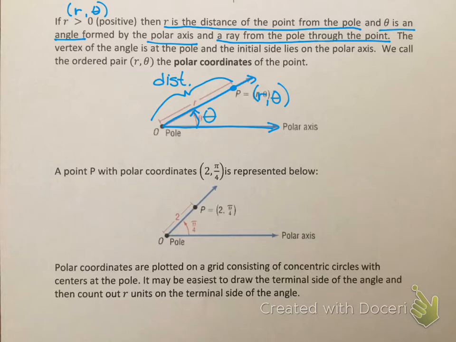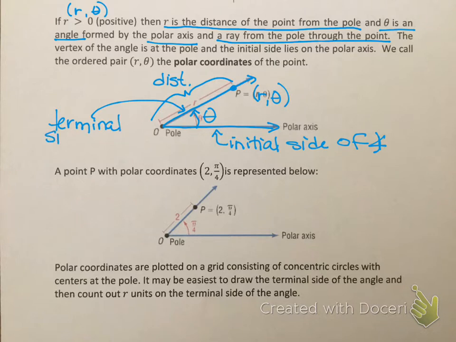The initial side of the angle is on the polar axis, and the terminal side of my angle goes through the point. We call r, theta the polar coordinates, just like we call x, y the Cartesian coordinates.